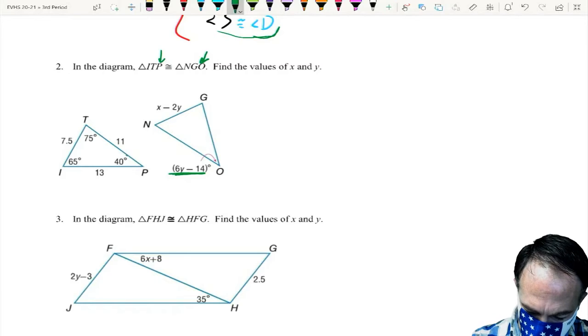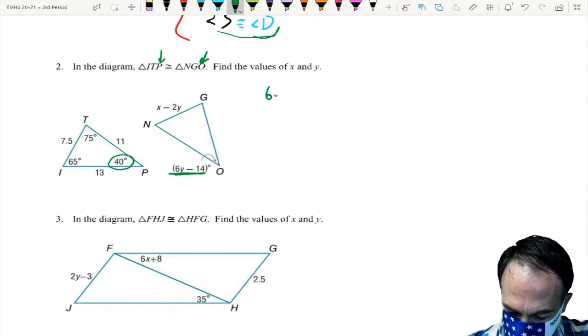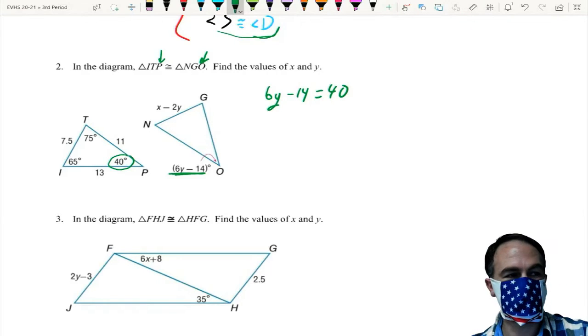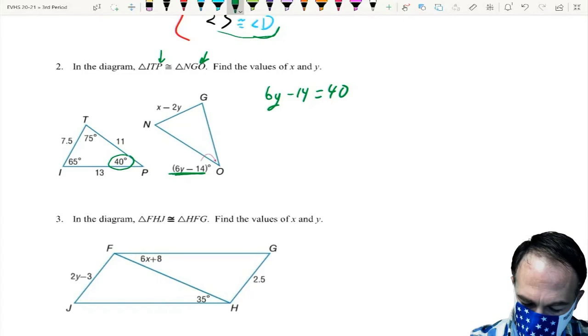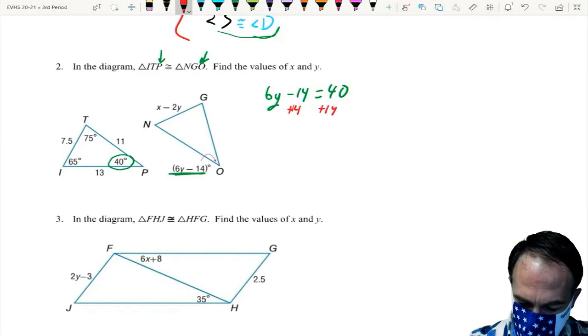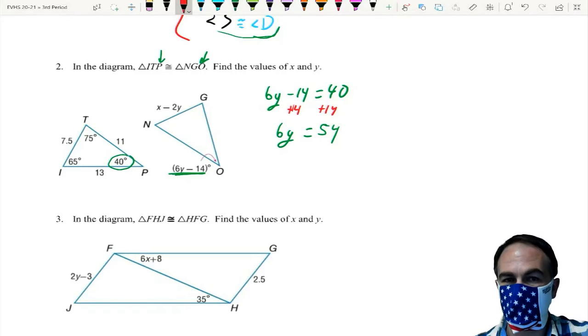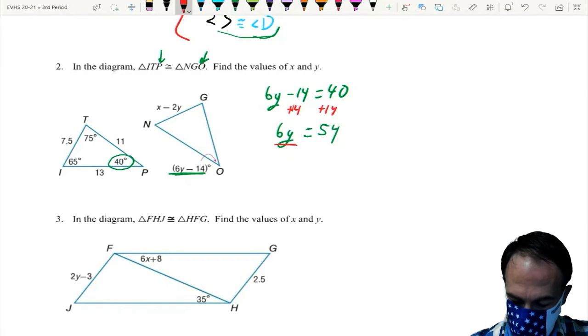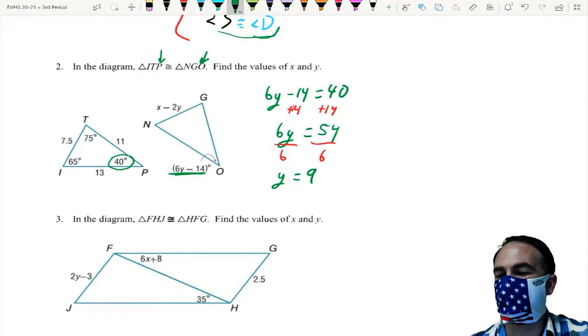So I look at angle P, right here is 40 degrees. Now I can make an equation out of that and say that 6y minus 14 is equal to 40. We've got to use that congruency statement as a roadmap. Now we're going to solve for y. We're going to add 14 on both sides, and that gives me 6y is equal to 54. And now we're going to divide both sides by 6. And that leaves me with y is equal to 9.